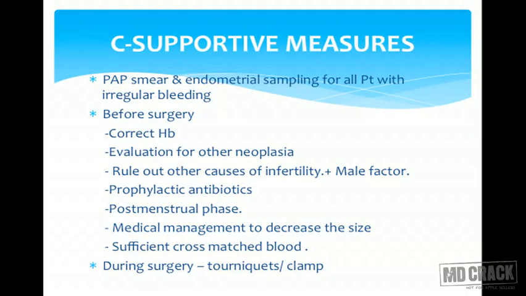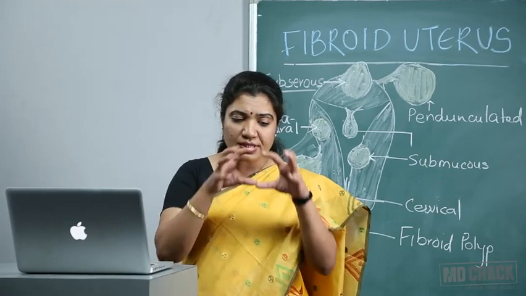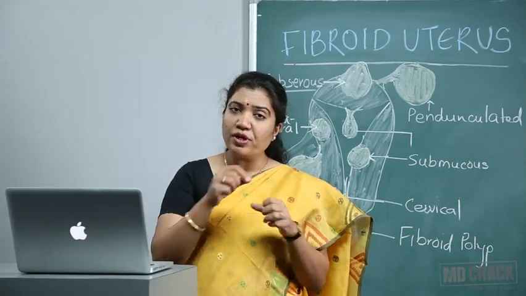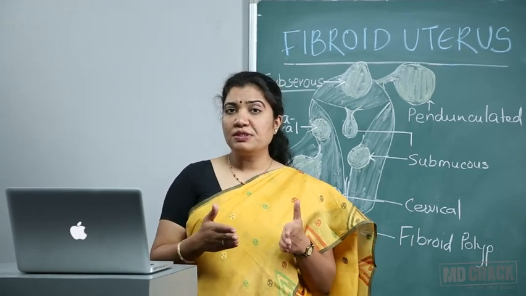Prophylactic antibiotics she should be on. Surgery should be planned only in post-menstrual phase to decrease the blood loss. Medical management will help us to decrease the size of the tumor. There should be sufficient cross-matched blood available when we are posting the patient for myomectomy. And during surgery, we use either tourniquet or Victor Bonney's clamp or vasopressor, because you all understand uterus having fibroids, we are going to remove it. So we have to stop the blood flow or decrease the blood flow going towards these myomas.